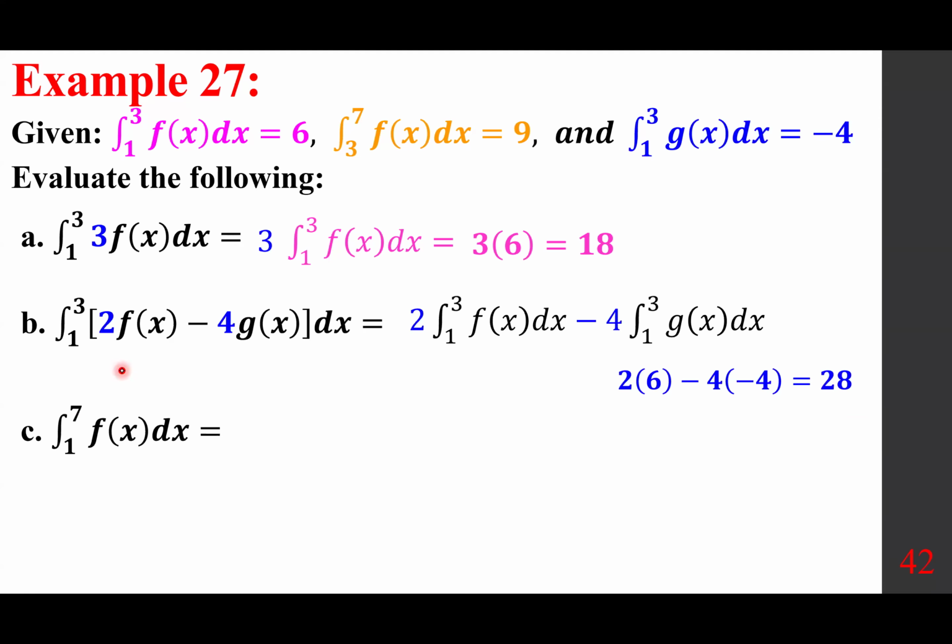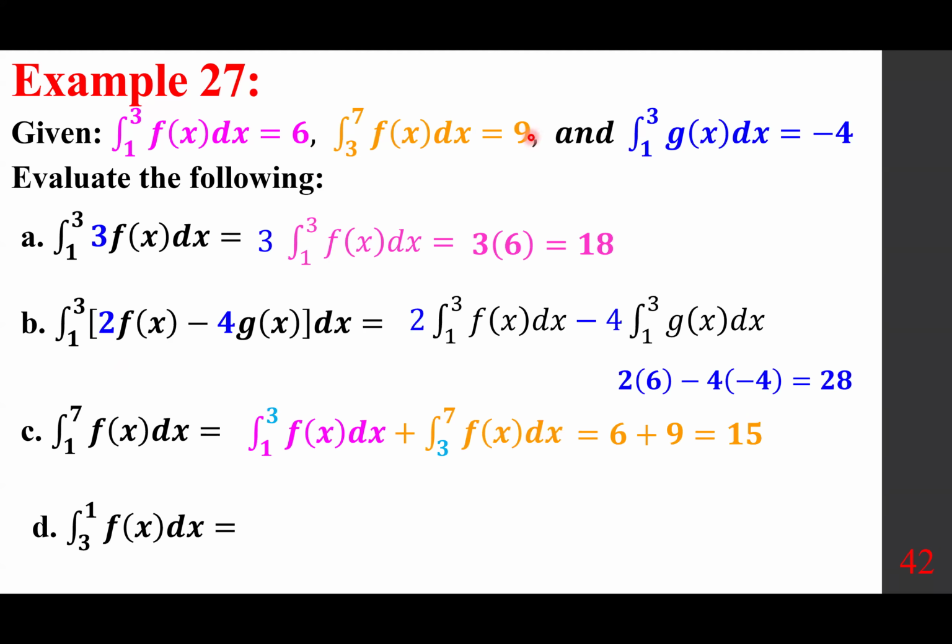One to 7. Well, we're going to write 1 to 3 plus 3 to 7. 1 to 3 is this number. 3 to 7 is this number. You add them up. The integral of 3 to 1 f of x dx. Well, it's the same as this one, but the limits of 1 to 3 are changing to 3 to 1. So it's minus this integral. Therefore, minus 6 is the answer.